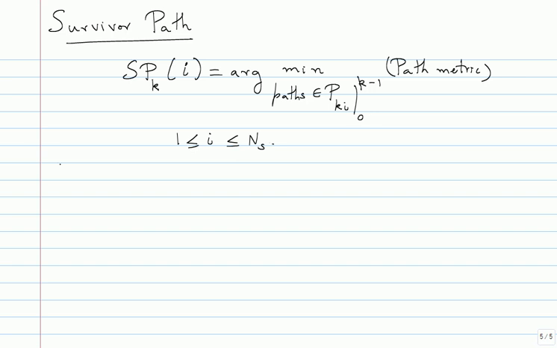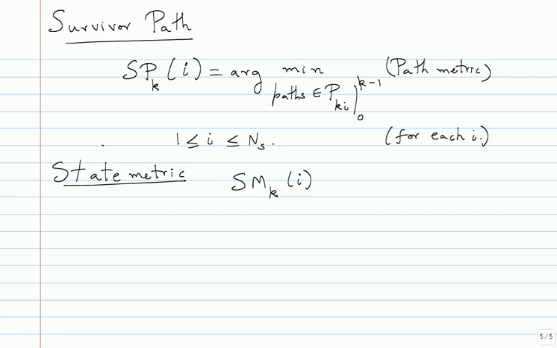The next definition, which is closely related, is what's called the state metric, which I'm going to denote SM_k, for each i. So let me write it down clearly. You don't do any further minimization. So how many survivor paths do you have at a particular stage? Ns, the size of the state space, that is 2 to the mu. That many survivor paths you'll have.